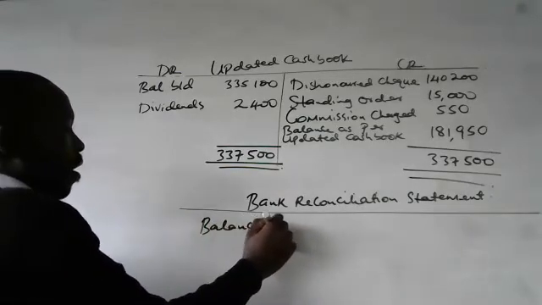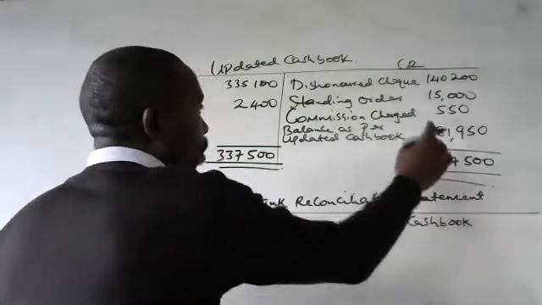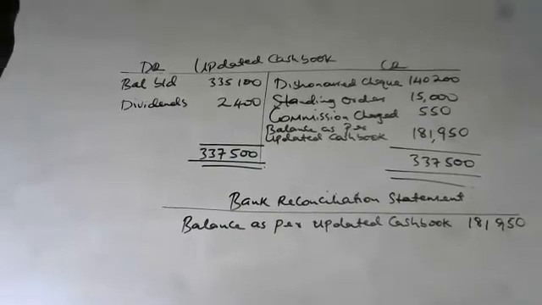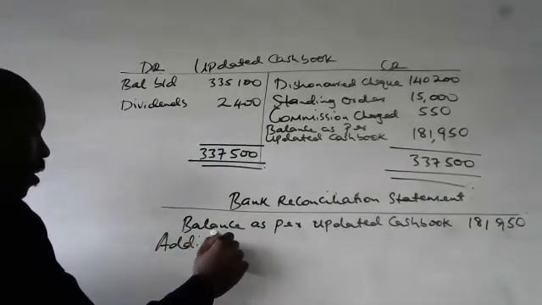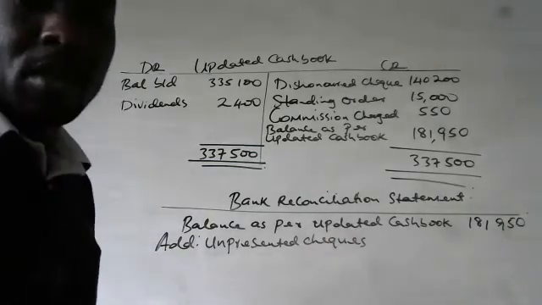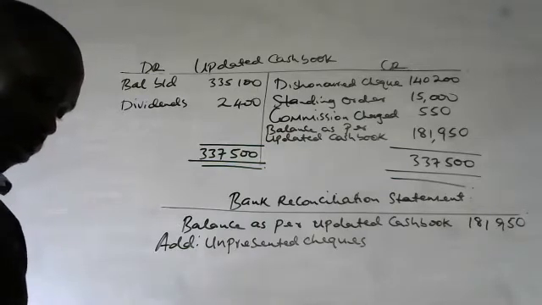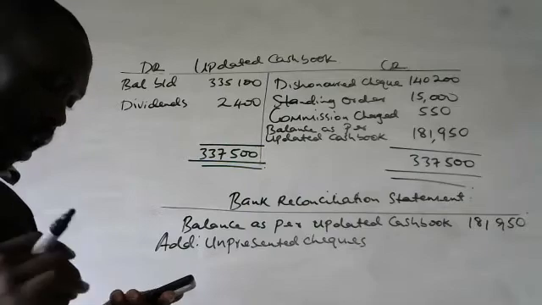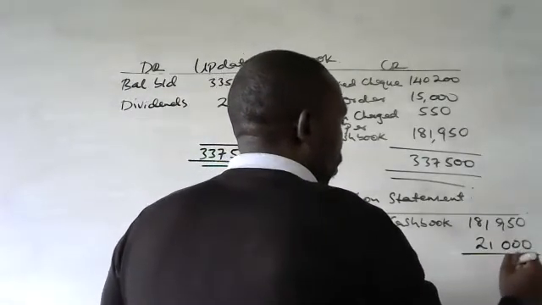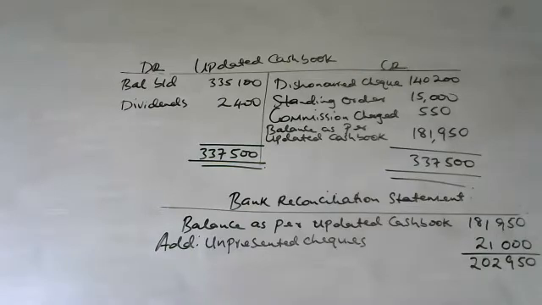So you capture here the balance as per updated cash book, which is this figure, 181,950. If you start with the balance as per the updated cash book, you add unpresented checks, which in this particular question were amounting to how much? Let me find out. The unpresented checks are captured as number 4. They were amounting to 21,000. If you add that to the balance as per the updated cash book, you get 202,950.